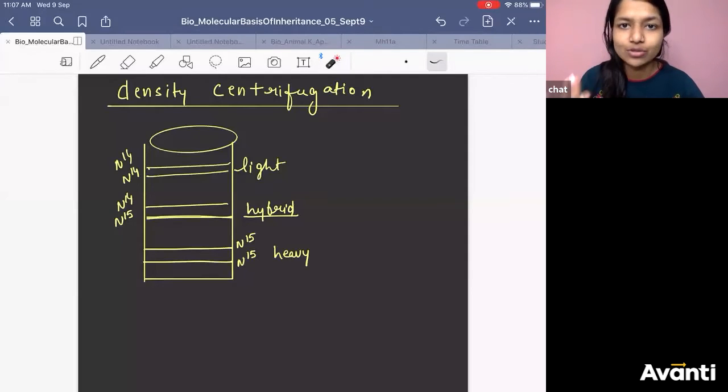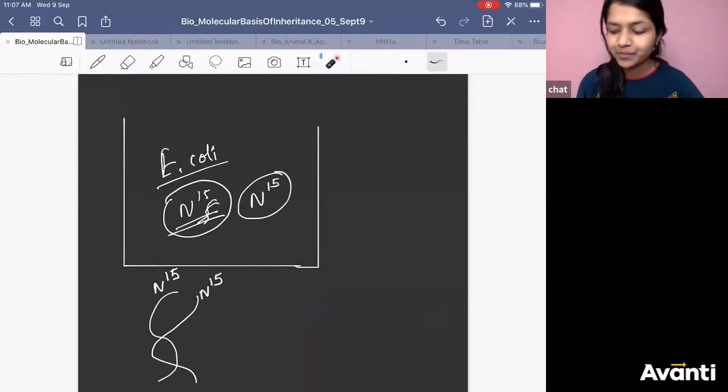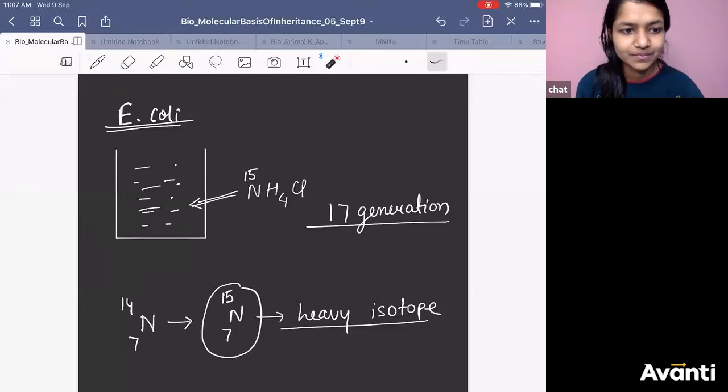It is just isotope. Please mind it. Make a note of it. It is not radioactive. It is only isotope. Same atomic number, different mass number. Got it? So this was the experiment done by Meselson and Stahl.